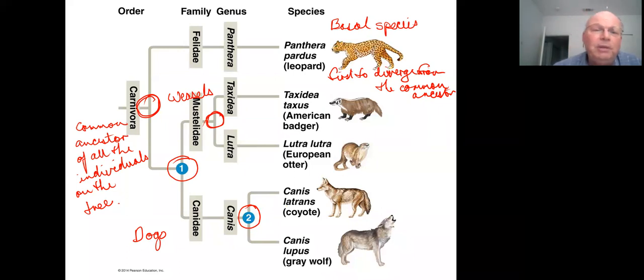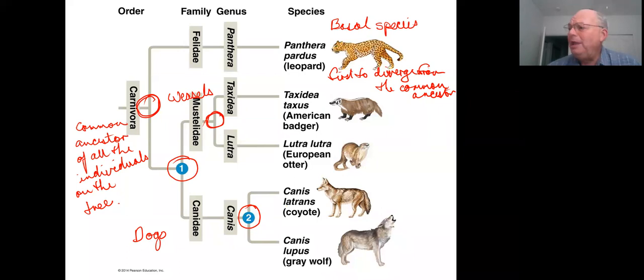And ideally, when we create these trees, each branch point should represent a dichotomy, two branches. As you'll see, that's not necessarily always possible. We do have ways of getting around that, but it's not an ideal situation. It's considered to be a temporary situation. So how can we look at this?